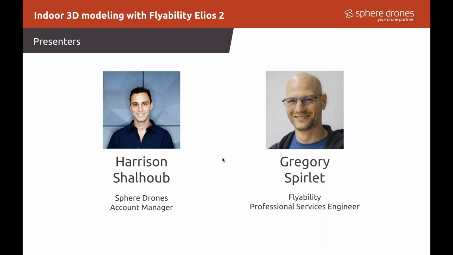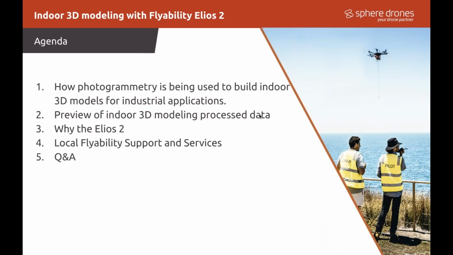Yeah, we'll get right into it. So, a bit of an agenda for today. We're going to be talking about how photogrammetry is being used to build indoor 3D models for industrial applications. Gregory's going to run you through some 3D modeling process data. We're going to talk a little bit about why the Elios 2 and how it's been purpose built for confined space inspections, how Sphere Drones are able to provide local support and services, and then we're going to jump right into Q&A for the most part.